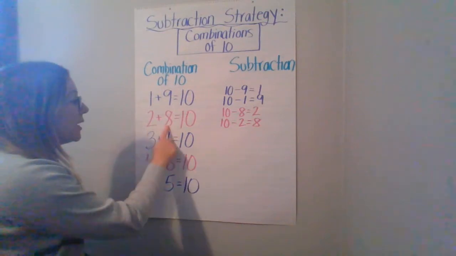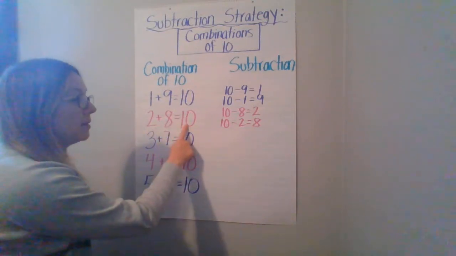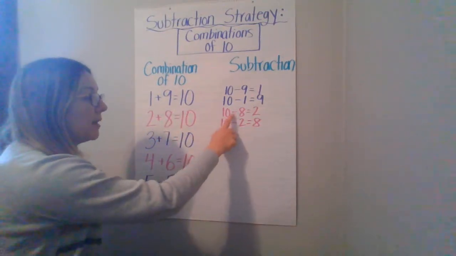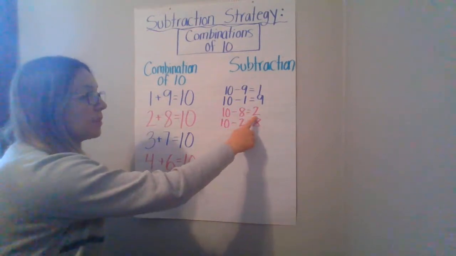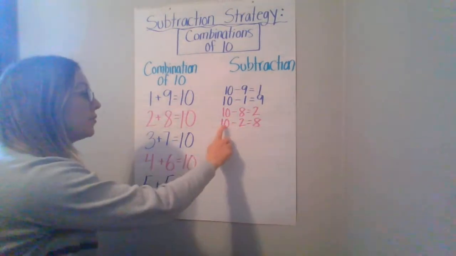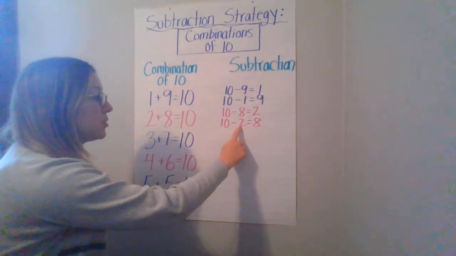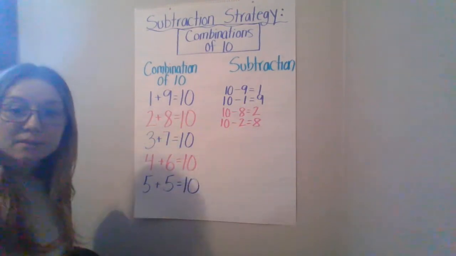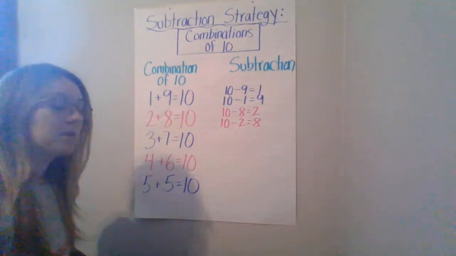Knowing that 2 and 8 go together to make 10, we know that if we take 10 and we minus 8, the answer must be 2. And if we start at 10 and we subtract 2, the answer is going to be 8, because they are all in the same fact family.